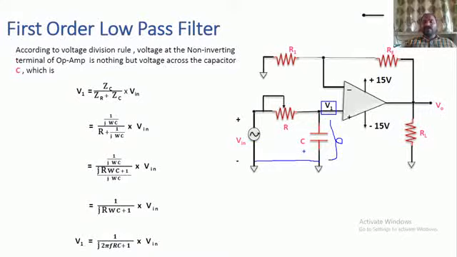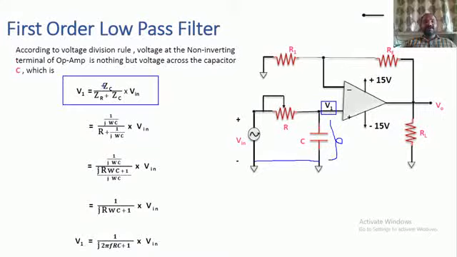As we know, the impedance of the capacitor is ZC, the impedance of the resistor is ZR, and the voltage applied to this loop is how much? Vin. The voltage applied to this loop is nothing but Vin. So based on this, the formula for the voltage drop across the capacitor is like this.